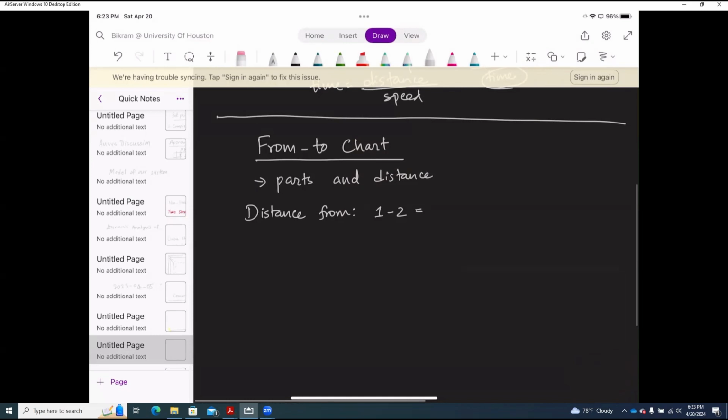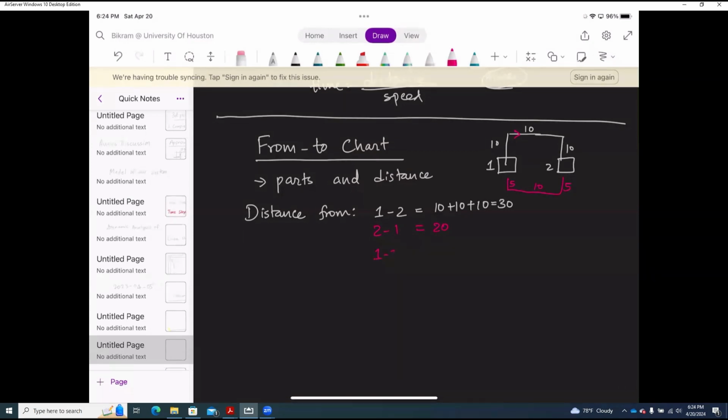So 1 to 2 is 10 plus 10 plus 10, which is 30. Station 1 is here, station 2 is here. This distance is 10, this distance is 10, and this distance is 10. Going from 1 to 2, I'm following clockwise, and coming back is 5, 10, and 5. So from 2 to 1 is 20.